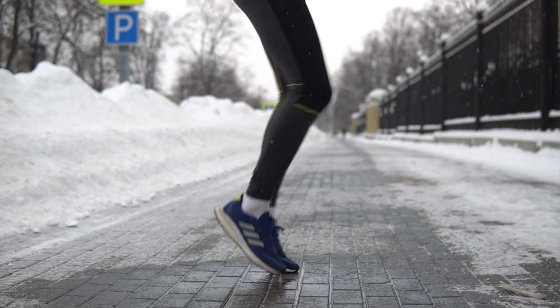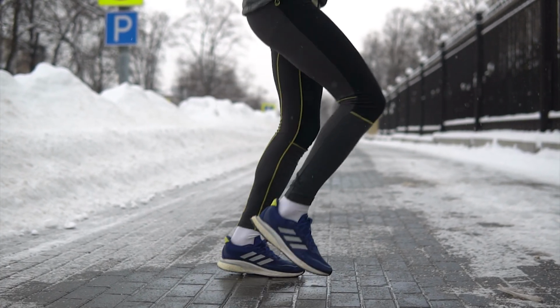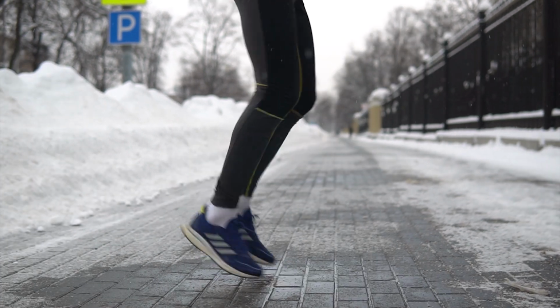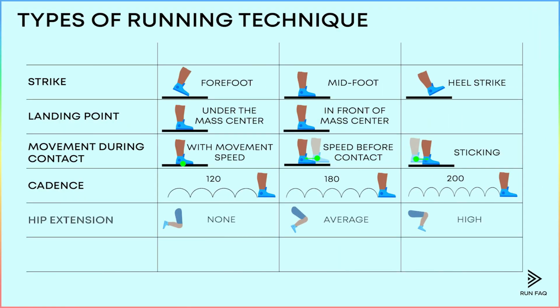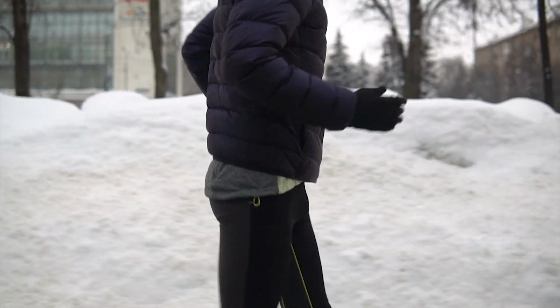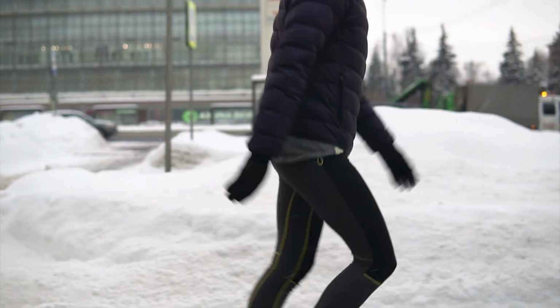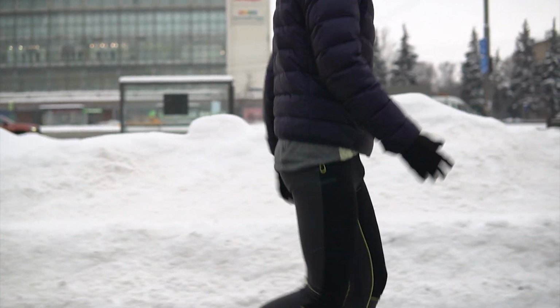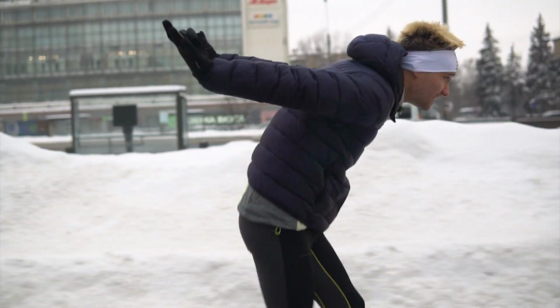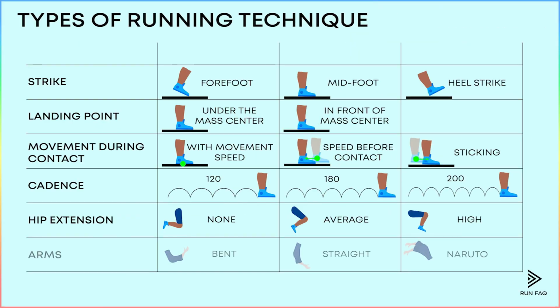Next, hip extension. It can be average, high, or almost none at all. Finally, our arms. We can run with our arms half bent, arms almost straight, or we can go Naruto run. Arm movement impacts our body balance when we run. Perhaps we can go on like this forever. We can talk about leg bends, body angle, or arm swings. Everything has its variations.